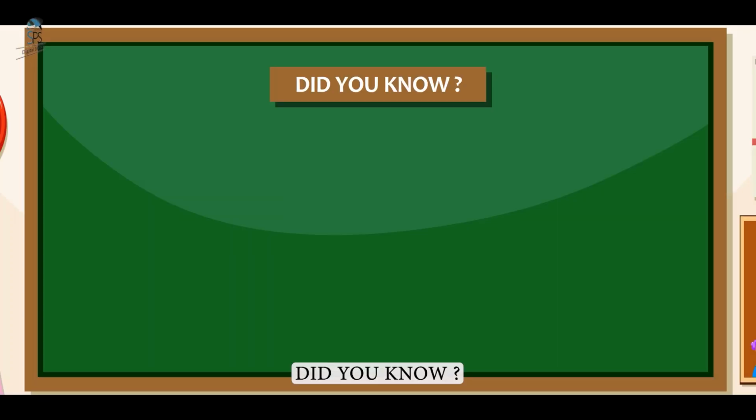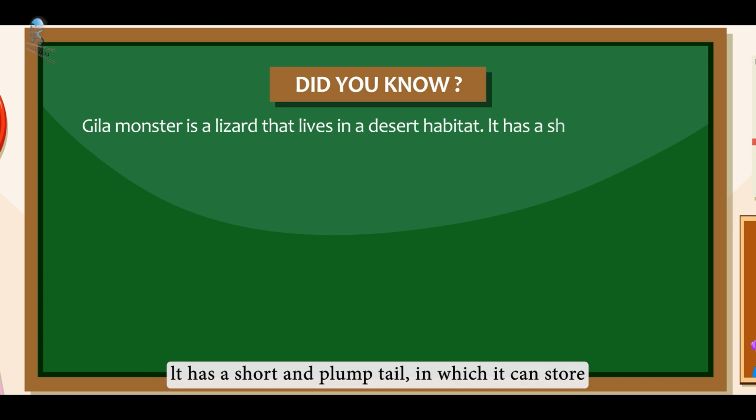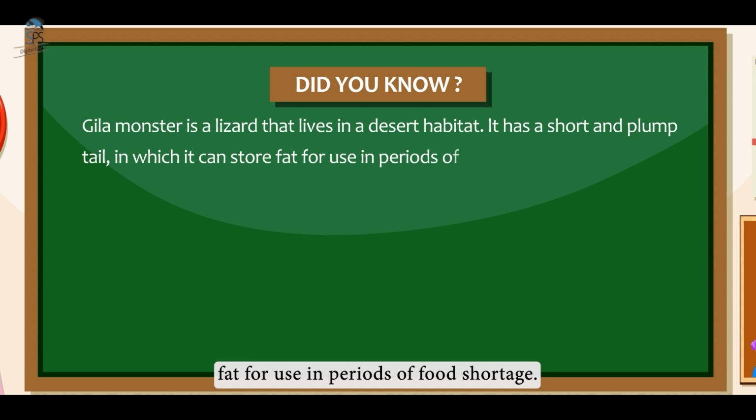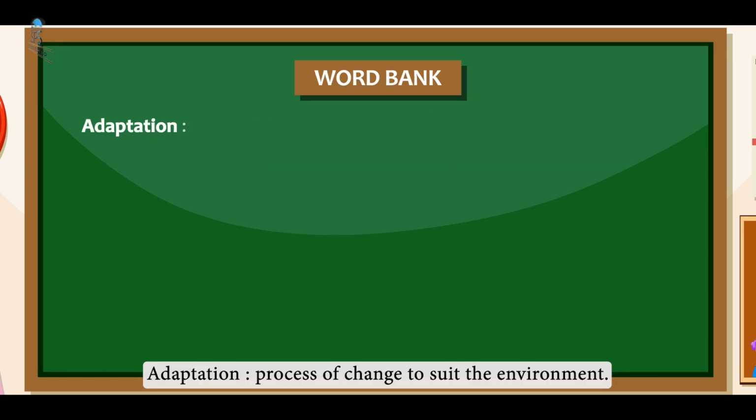Did you know? Gila monster is a lizard that lives in a desert habitat. It has a short and plump tail in which it can store fat for use in periods of food shortage. Word bank. Adaptation, process of change to suit the environment.